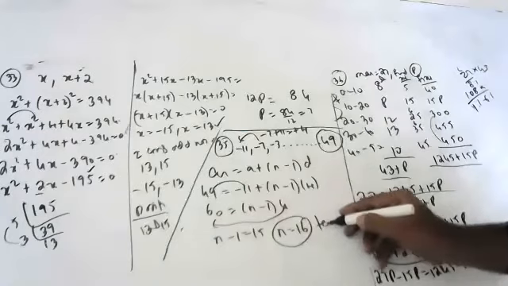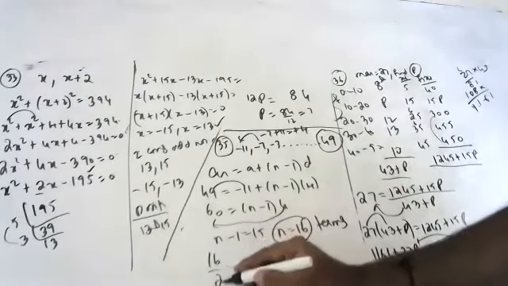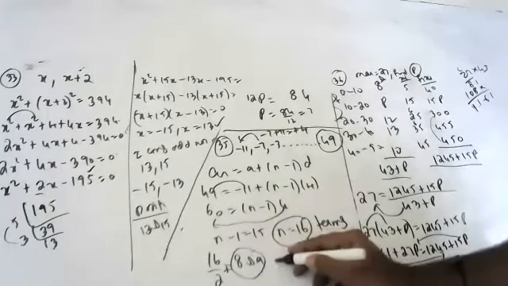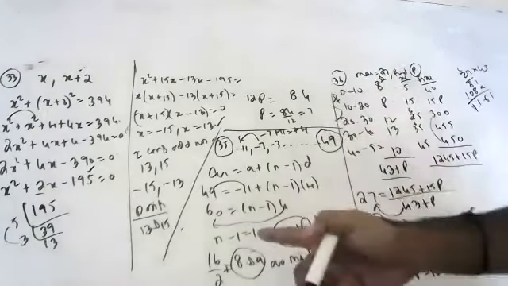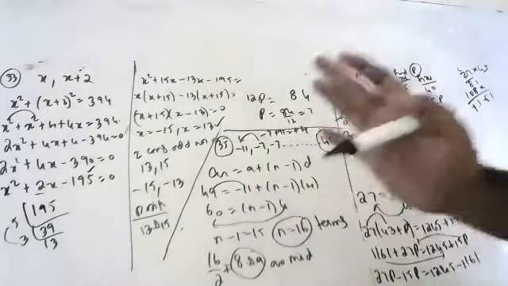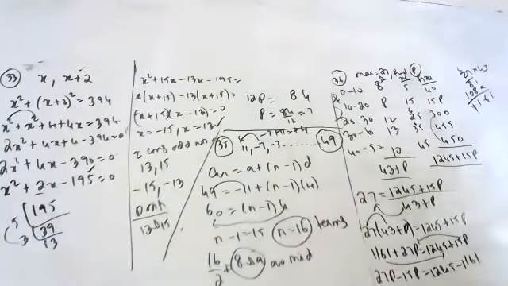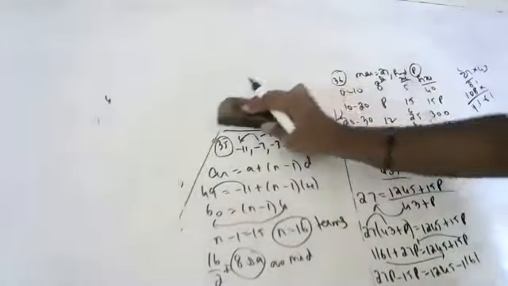16 terms are there. Children, if 16 terms are there, 16 by 2 is 8, so the 8th and 9th are the middle terms. For even numbers, 2 middle terms will be there, the 8th and 9th term. So the question is to find the value of the middlemost terms. You have to find the 8th term and the 9th term also, both of them.